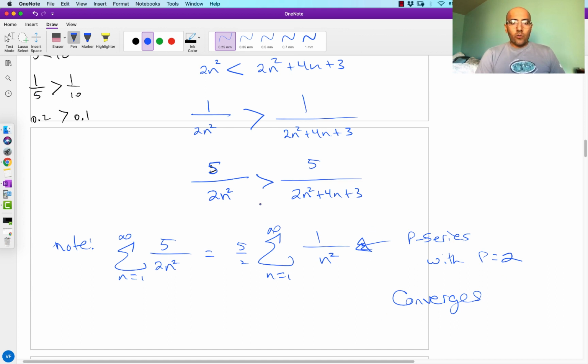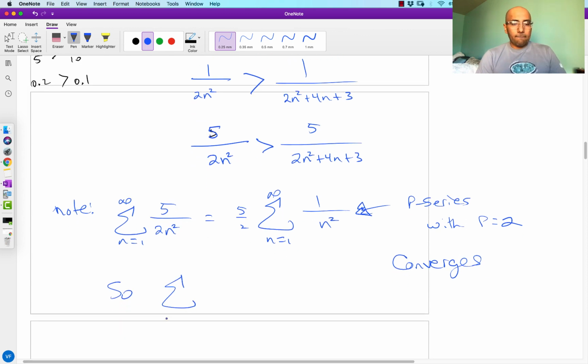Okay? So we have that on a term-by-term basis, this one's always bigger than that one. And we have that this one converges. Therefore, the smaller one must also converge. So that means that this guy, from 1 to infinity, of 5 over 2n squared plus 4n plus 3 also converges, by the comparison test.